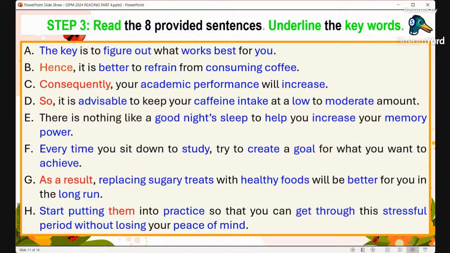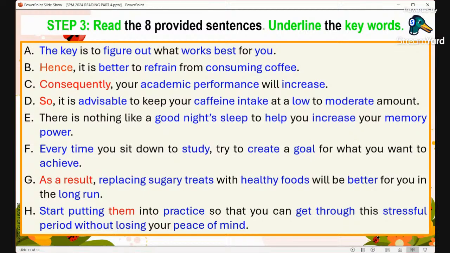D, so advisable caffeine intake low, moderate. I noticed that B and D talk about coffee, if you realize. And then E, good night sleep help increase memory power. So this one is talking about having good sleep at night. F, every time you study, you create a goal of what you want to achieve. This tells me something about when you are sitting down to study, maybe you need to have a mission, an aim, to achieve. G, as a result, is also another way to say an effect. Effect of replacing sugary treats with healthy food, better for you in the long run.